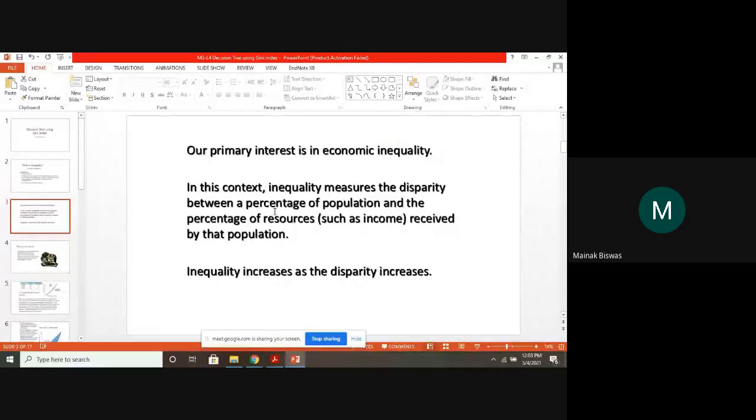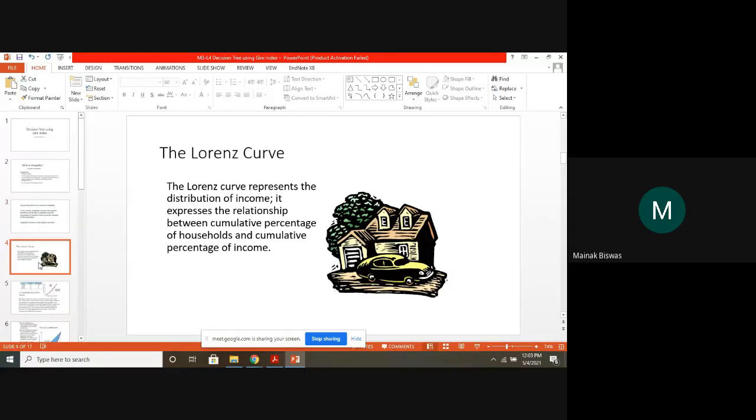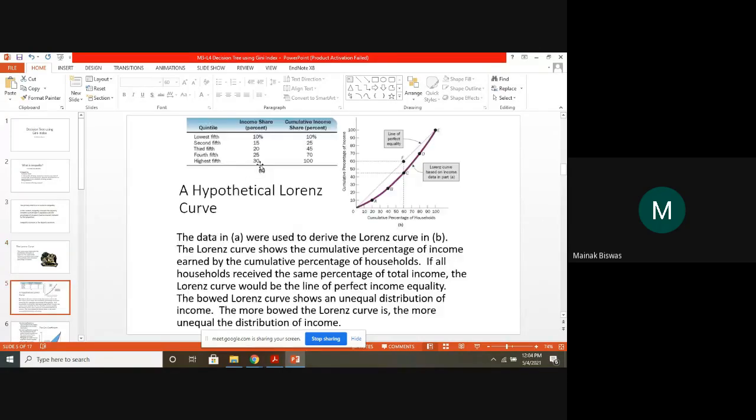When we are talking about inequality, we have to come across certain measures to measure this inequality. There is a very important concept called the Lorenz curve. The Lorenz curve represents the distribution of income among the population. It expresses the relationship between the cumulative percentage of households and the cumulative percentage of income, right? So let us see. There is the lowest fifth, where 10% of the people have 10% of the income. Then it is cumulative: 10, 15, 20, 25, 30.